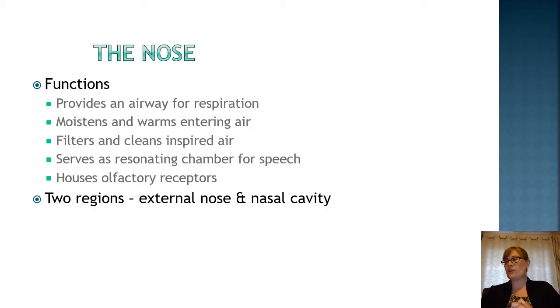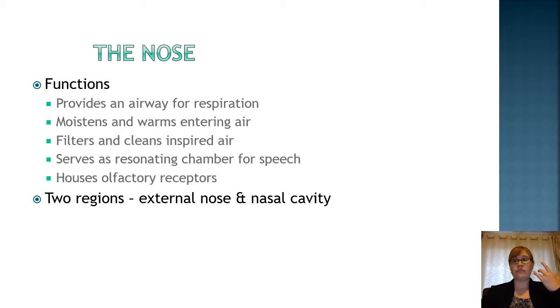All right, so let's start with the nose. Picture on page 821 has some of our nose structures. So the first thing is the function of the nose. The nose provides an airway for respiration. That's what it does.